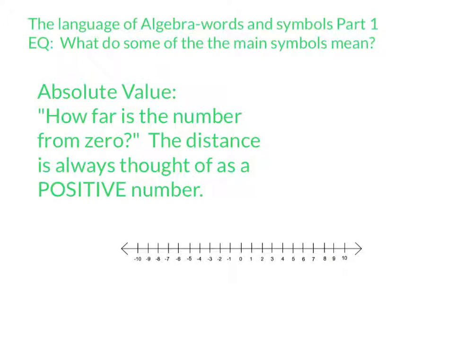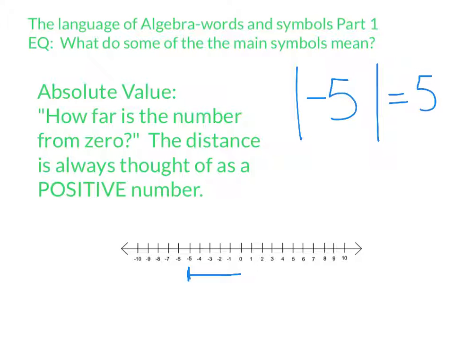First thing we're talking about is absolute value. The absolute value symbol is just like two lines, and when you see those two lines, you're basically asking the question, how far is the number from 0? We always think about that distance as a positive number. So for example, if we're looking at the absolute value of -5, which is right here, we would say that it's 5 units from 0.